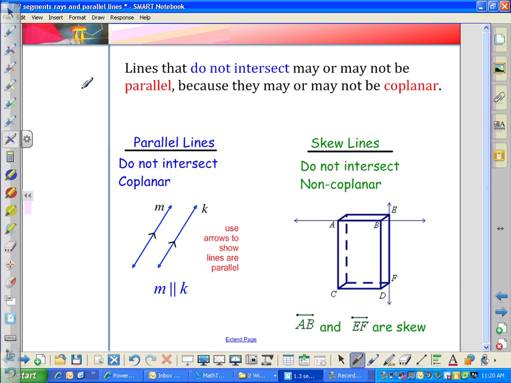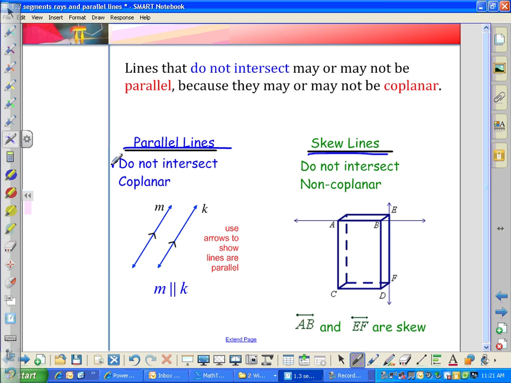Okay, now here's another concept that can be a little bit confusing because it's some language that we might not have talked about before. So I know you guys have all heard that lines that don't intersect are parallel lines, right? But sometimes lines that don't intersect may or may not be parallel. Sometimes they aren't parallel. And that can happen if the lines are not coplanar. So let's talk about the difference between what we call parallel lines and what we call skew lines.